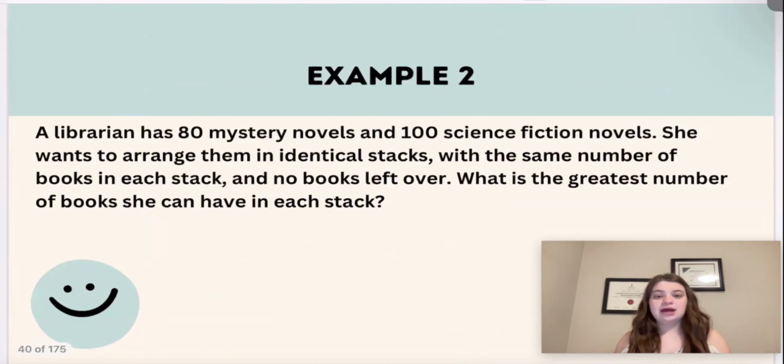A librarian has 80 mystery novels and 100 science fiction novels. She wants to arrange them in identical stacks with the same number of books in each stack and no books left over. What is the greatest number of books she can have in each stack? All right, so for this one, I'm going to be using the prime factorization, the factor tree method.